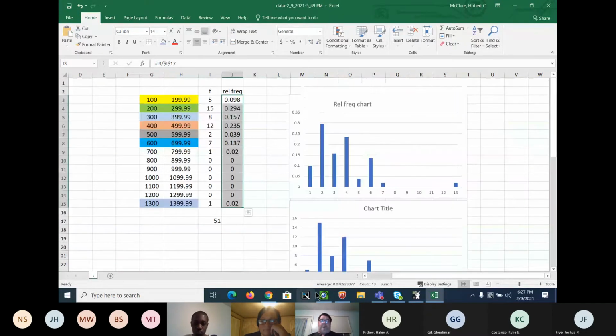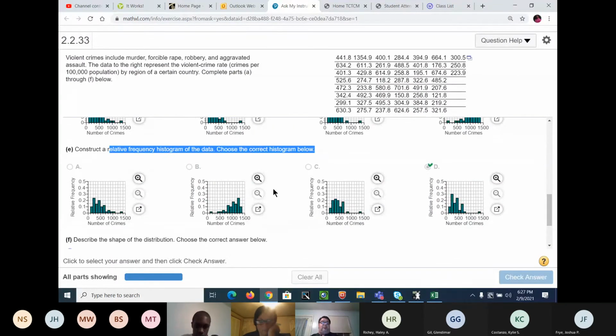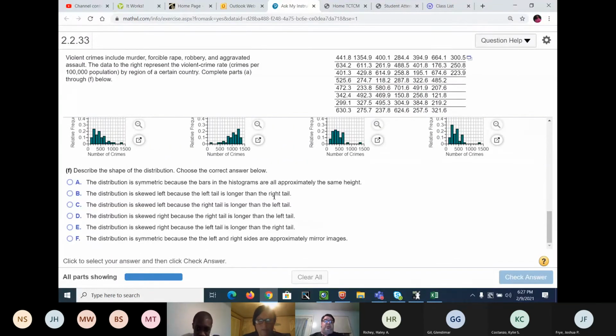Okay. So I'm going to go to my homework. And which one is it? Skewed right. Which one says skewed right? Well, it's not symmetric. It's not skewed left. And it's not symmetric. So it's either delta or echo.